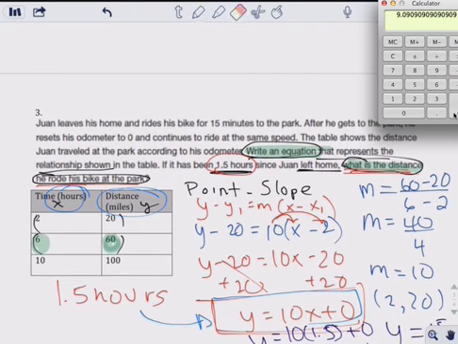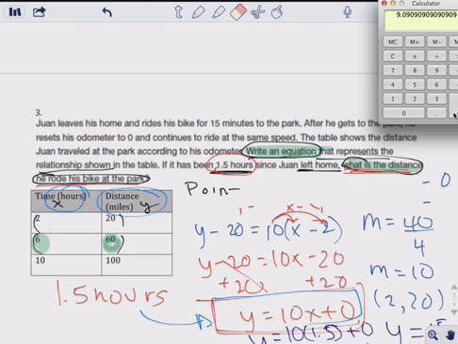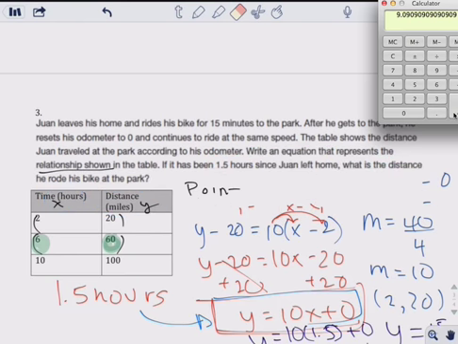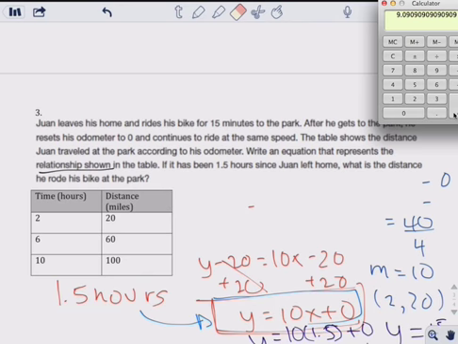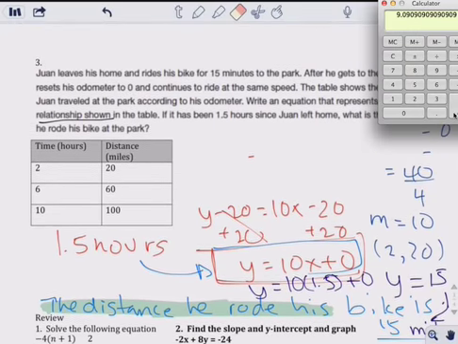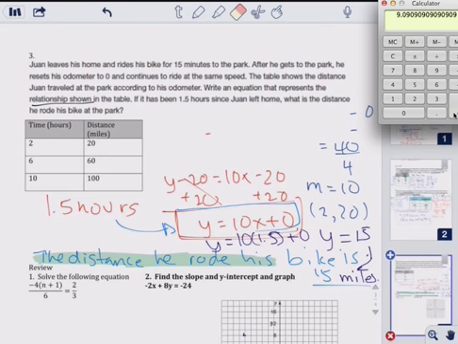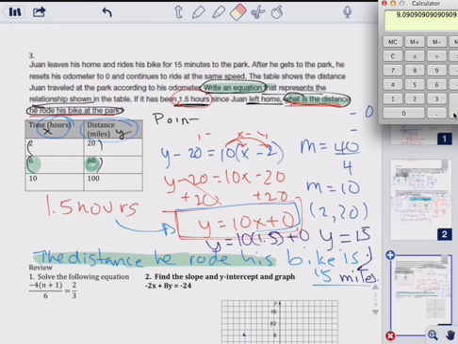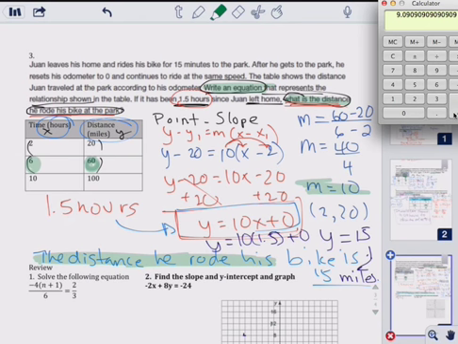Here's number 3. Use point slope again. I'm going to leave this like this so you can check your own work. You should find the slope as 10. Use point slope, you get the equation. Substitute this into hours, which is x.